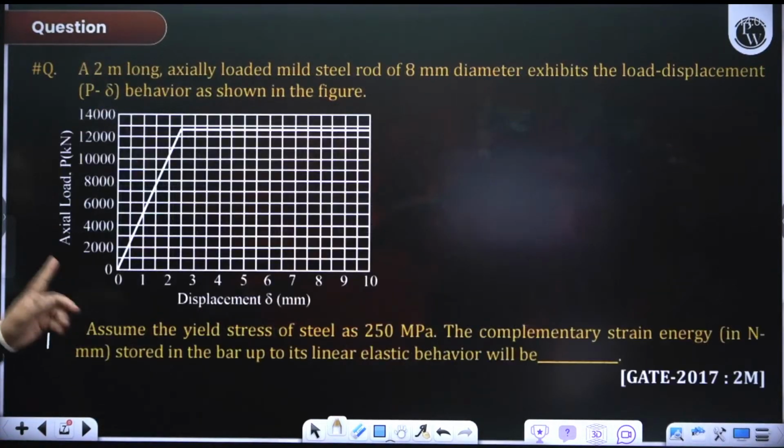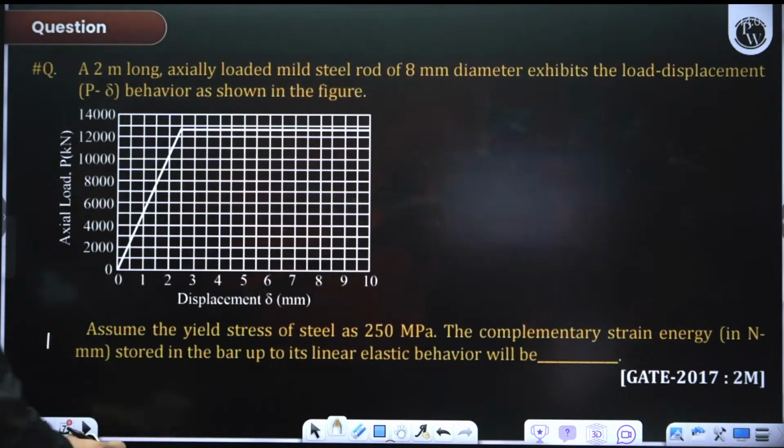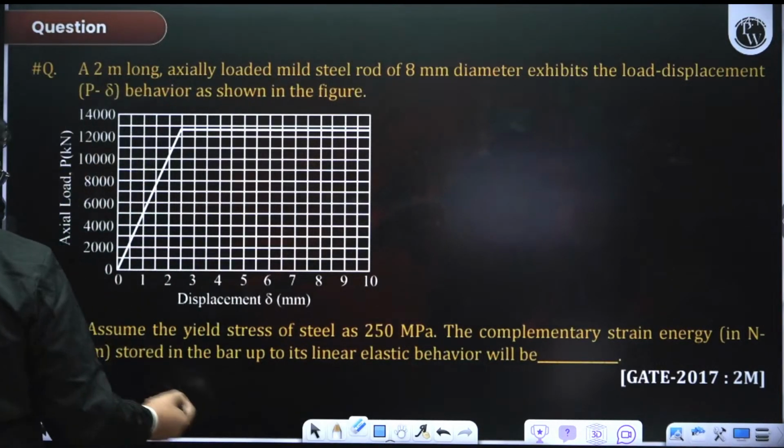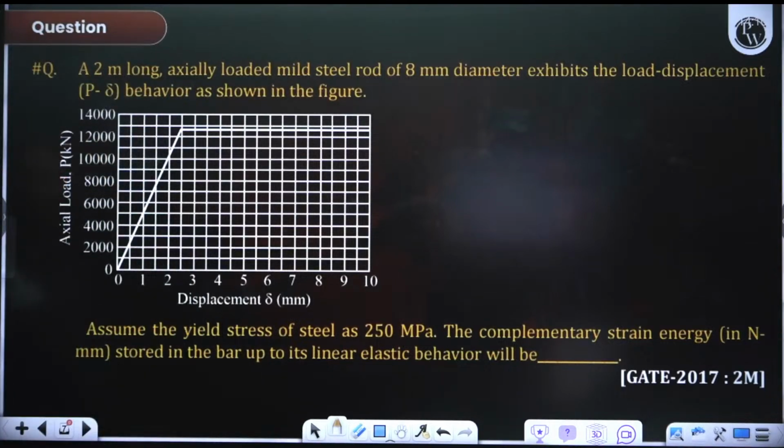Now solve this question also. Here the strain energy stored in the bar is asked, and here also the strain energy is asked in Newton mm. So please read the question and solve the question.